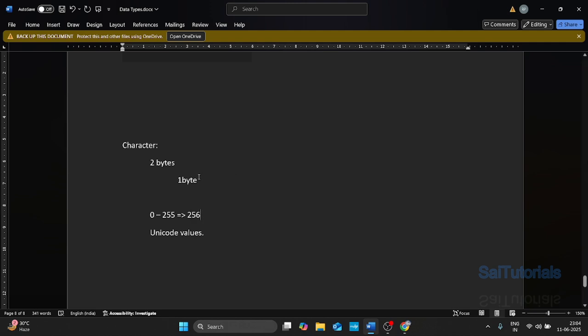Okay. And how many values can we store in one byte? We can store 256 values in 1 byte, right? Because 2 power 8. Okay. So like this we can store.